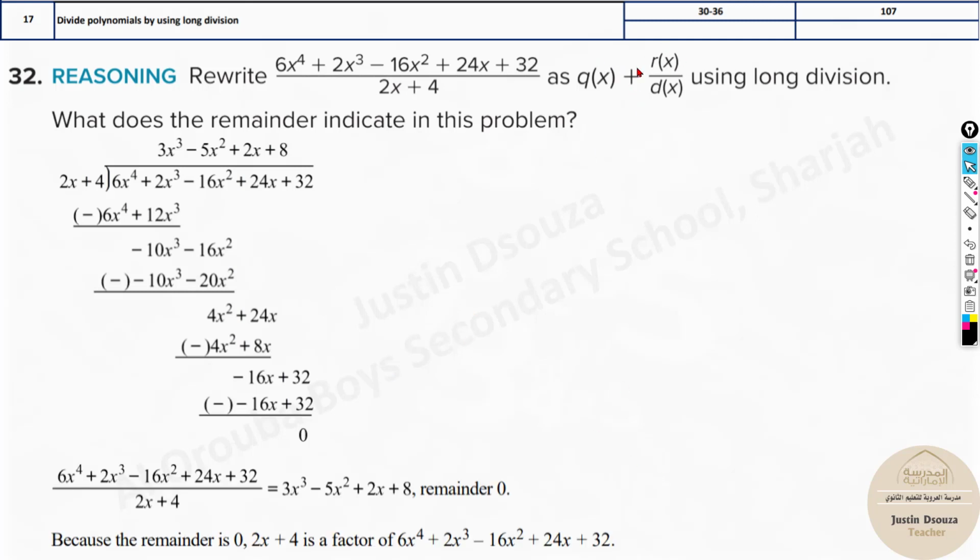Now what is the remainder? See, they have written write the remainder divided by divisor. The remainder is 0. 0 divided by anything is 0. So we don't write anything here. Only this answer is written. Okay. What is the remainder? They have just asked the remainder. Remainder is 0. And this is the quotient. That's the answer.